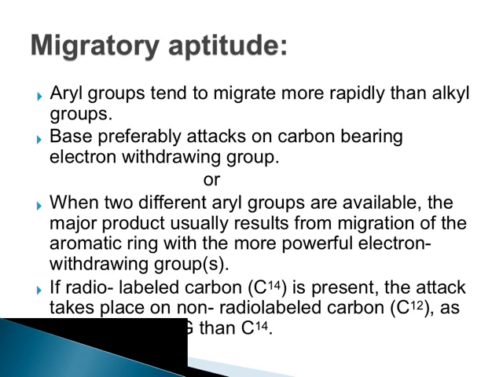Another thing, if a carbonyl carbon is radio labeled, meaning a radioisotope of carbon is used, that is C14 instead of C12, in that case the attack will take place on C12 and not on C14. Why? Because C12 is more electron withdrawing than C14. So the attack of the base takes place on the non-radio labeled carbon atom and not on the radio labeled carbon atom.